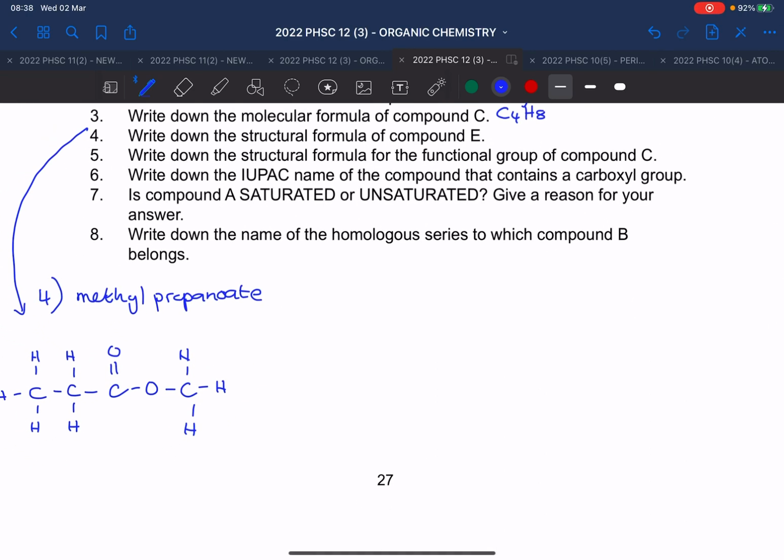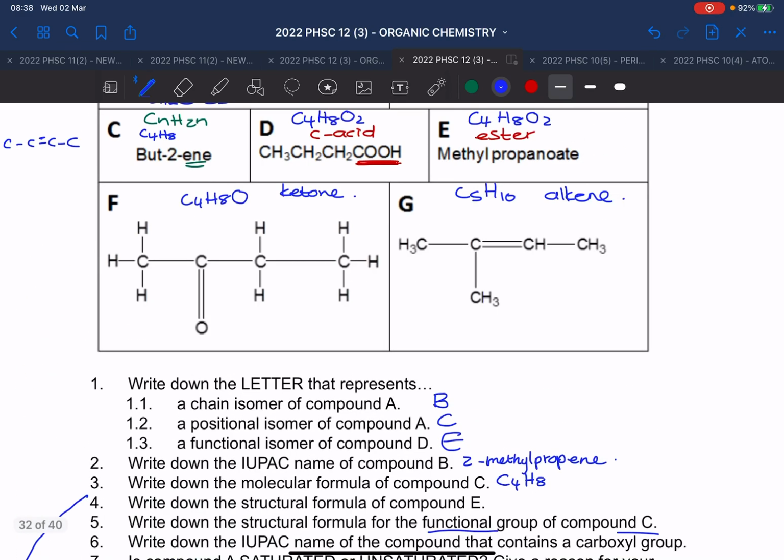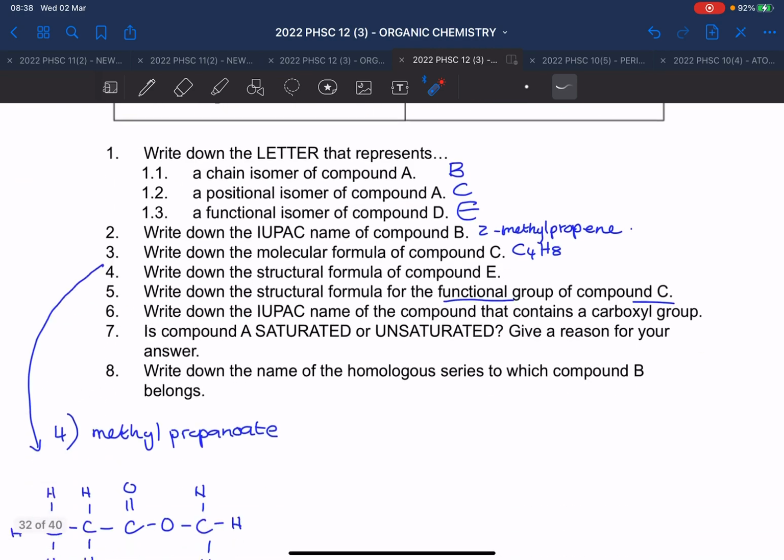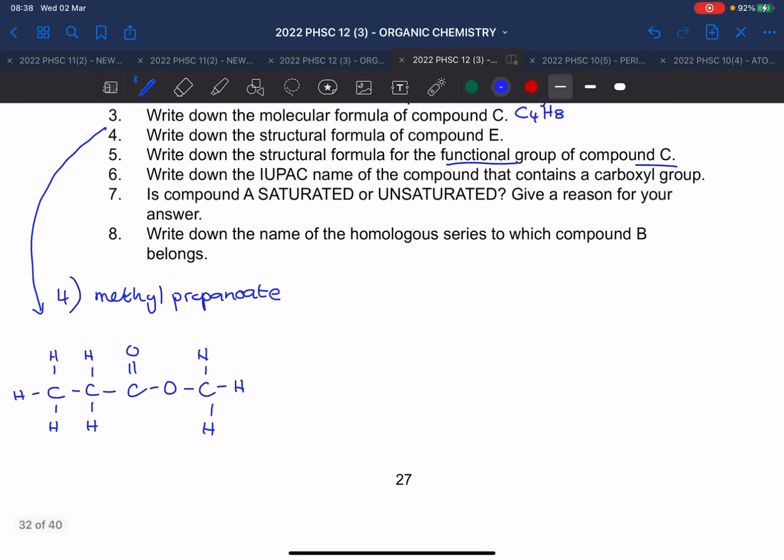Okay, next one. Write down the structural formula for the functional group of compound C. So not the whole thing, just the functional group. Okay? So for compound C, there's C. The functional group is that ene part. So I'm going to do question 5 here. The ene part is just the carbon, double bond, carbon.